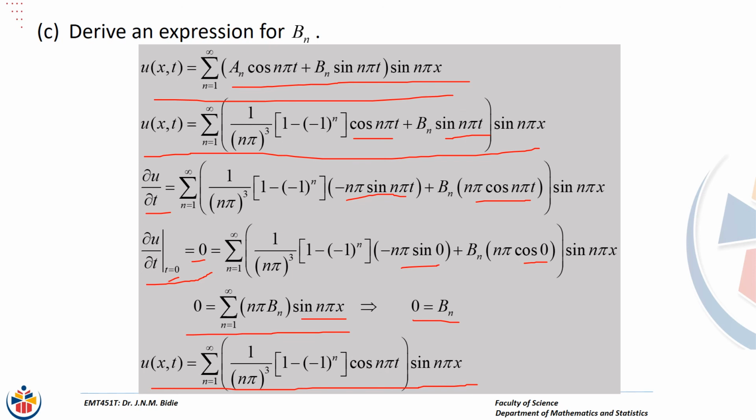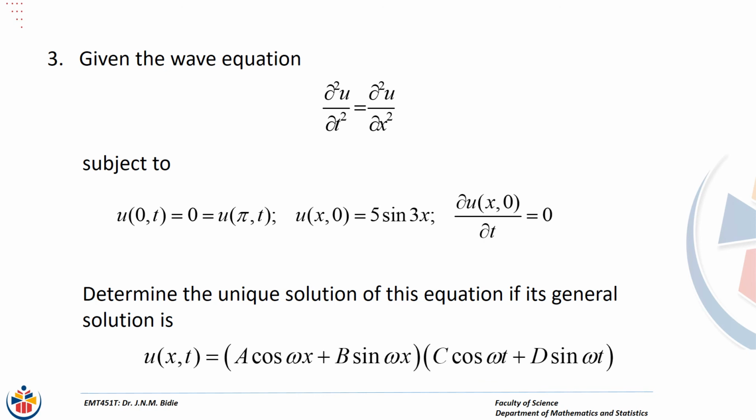Now let's take a look at an exercise that I have here for you, which is number 3. We've been given a wave equation. We've been given initial conditions and boundary conditions. The question simply says, determine a unique solution for this problem. And you've been given a general solution. So please attempt it. Would be curious whether you'd use the method we used in number 1 or the method we used in number 2 when it comes to substitution of the initial conditions.